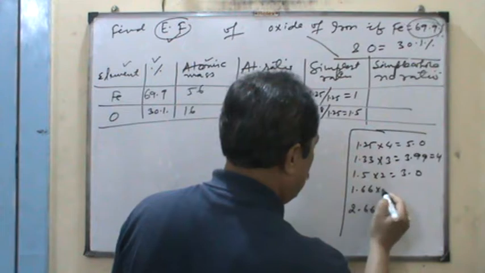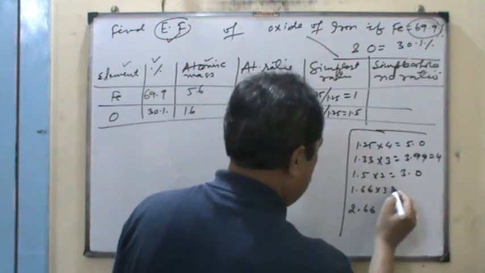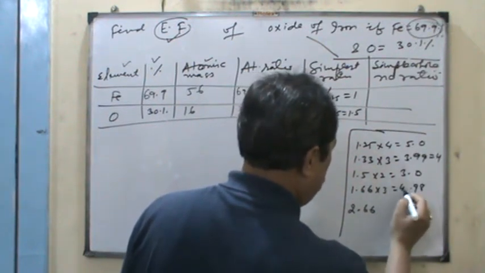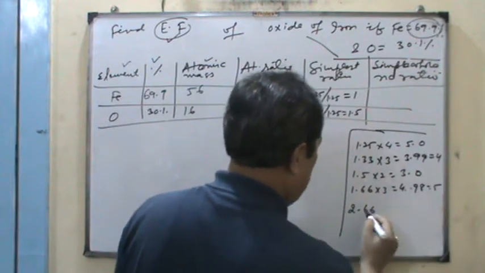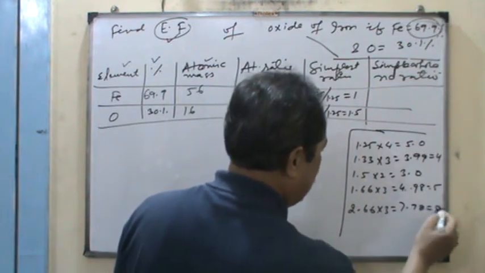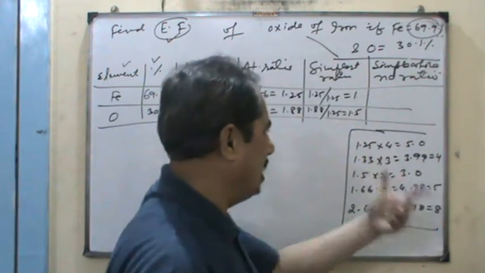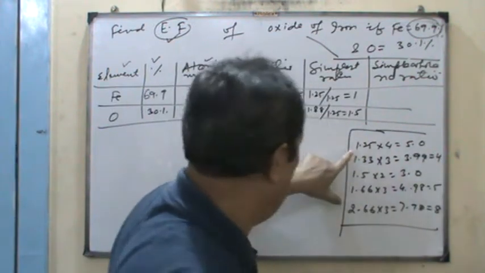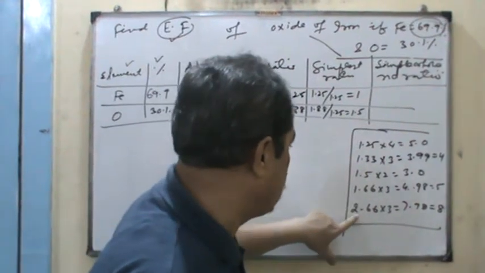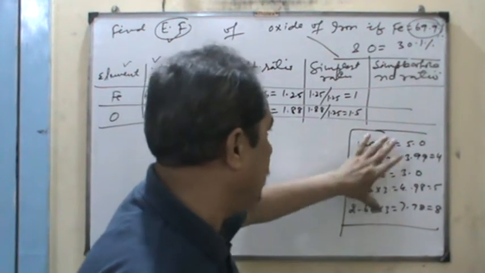1.66 multiplied by 3: 6 threes are 18, 8 and carry 1, 3 ones are 4, so 4.98. That becomes the 5. Or 2.66 multiplied by 3 is 7.98, you can take 8. You will frequently face factors like 1.25, 1.33, 1.5, 1.66, 2.66.